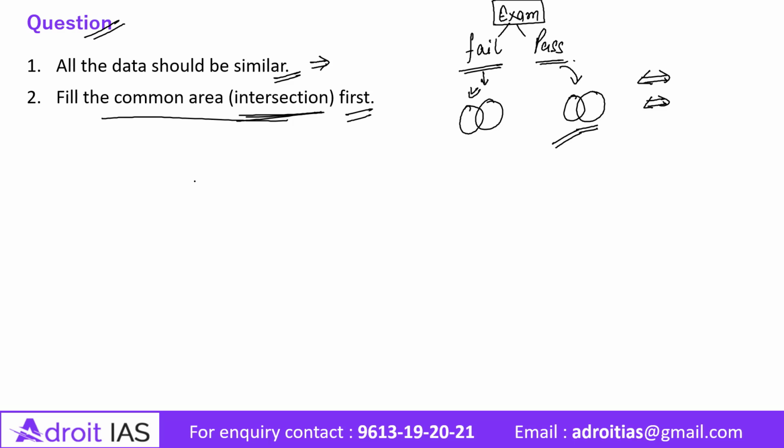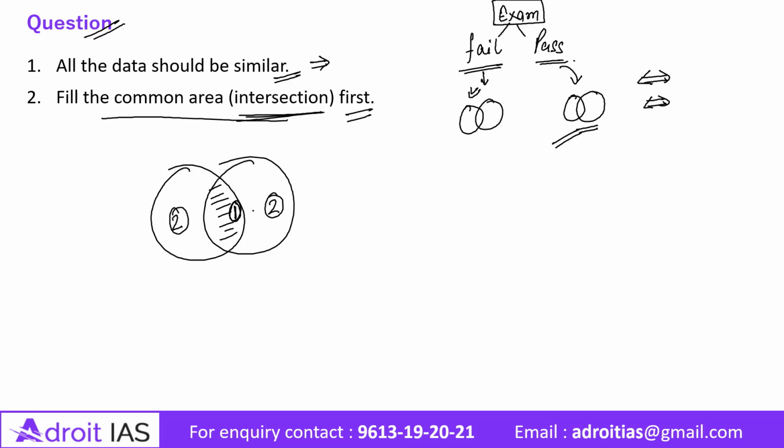If we have 2 attributes, then this is the intersection area. So first priority will be given to this region, and then second priority will be given to either this region or this region. So for 2 attributes, the common area will be filled first, and after that you may fill any of the 2 regions, no problem. No order is required for these regions.